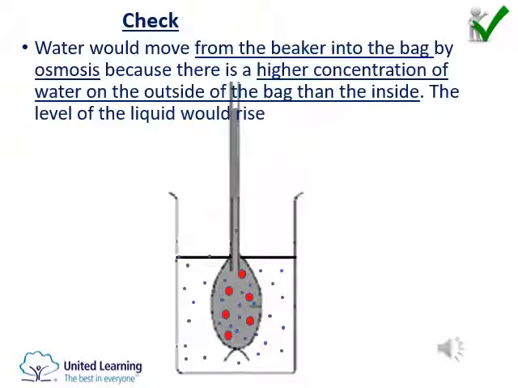So, did you get it right? It is the water that would move, and it would move from the beaker because we've got distilled water, so it's a very, very high concentration of water in the beaker. So water would move from the beaker into the bag because water is small enough to fit through the partially permeable membrane, and this would happen by osmosis. The level of liquid would rise inside the bag.